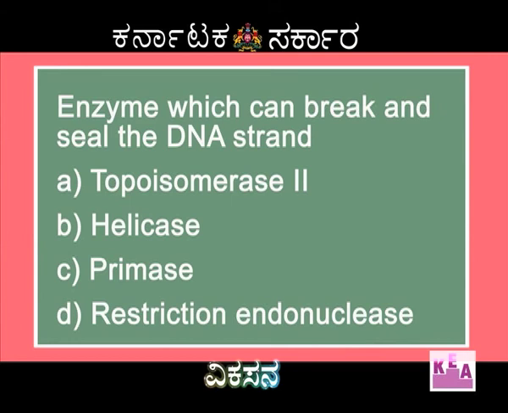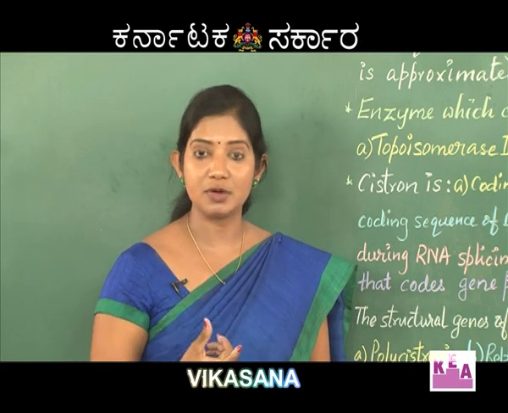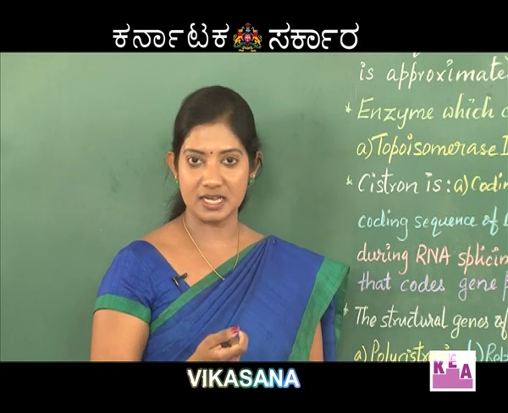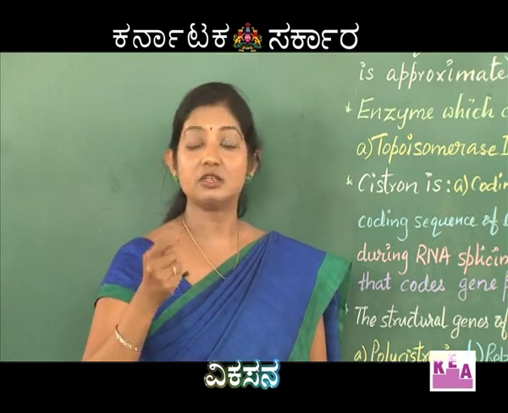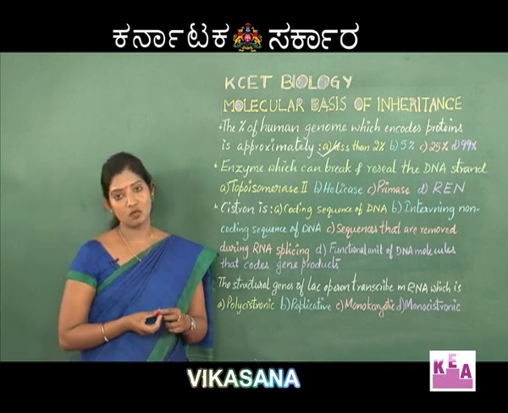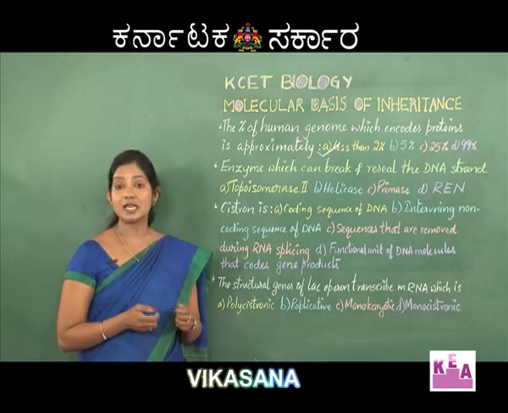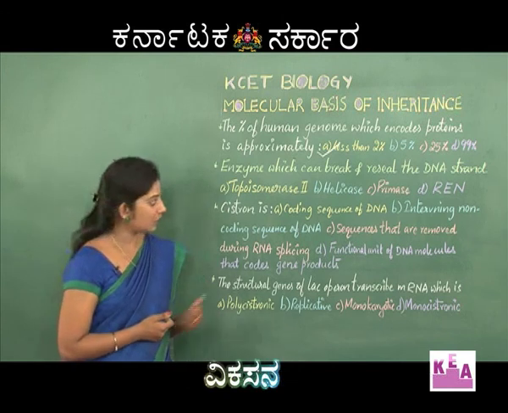Topoisomerase 2 is the enzyme which is capable of breaking the DNA, what we call giving a nick, and then again joining it. Helicase is another enzyme which is involved in DNA replication. It helps in unwinding of the 2 strands of DNA.